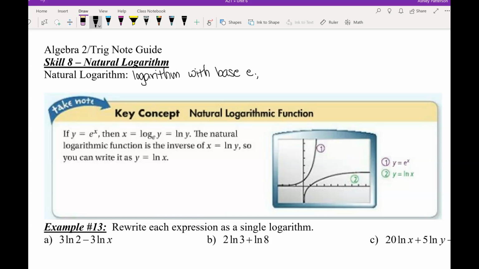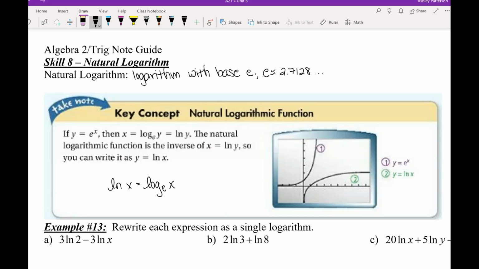Now remember, e is approximately 2.7128 blah, blah, blah. And it is on the left-hand side of your calculator. So if we see ln of x, we need to know that it is equivalent to the log base e of x. We call it the natural logarithm. It is the inverse of e to the x.